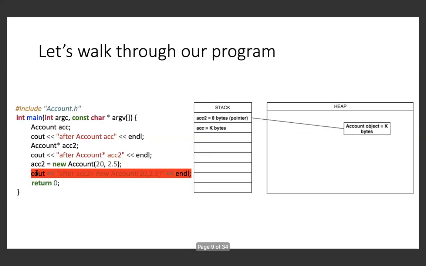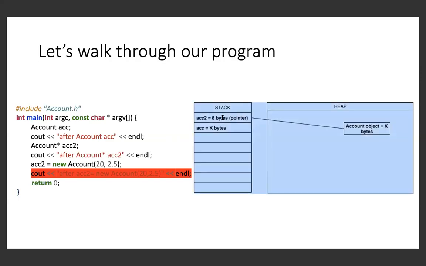Now, if we go out of the scope here, meaning go out of this function, things that are part of this scope will start popping out of the stack. So starting with ACC2, it will pop out, and then ACC, it will pop out and get destroyed automatically. However, the memory on the heap will not be destroyed automatically.